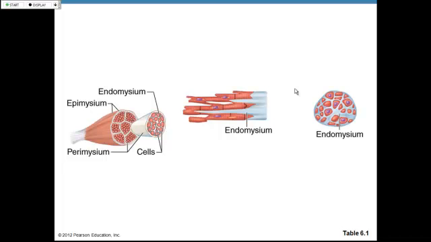Okay, so we're going to talk about gross muscle anatomy, and we're also going to talk about microscopic muscle anatomy. We're going to talk about what goes on inside, what we've got inside each muscle fiber in order to explain how contraction takes place. That's microscopic muscle anatomy, and then what we can see with the naked eye is called gross anatomy. All right, any questions so far?